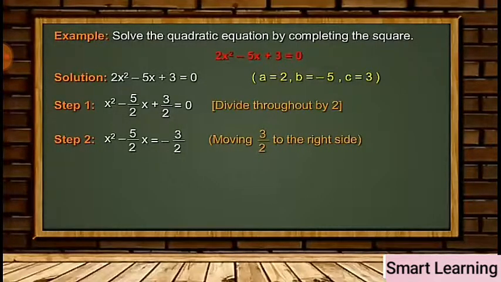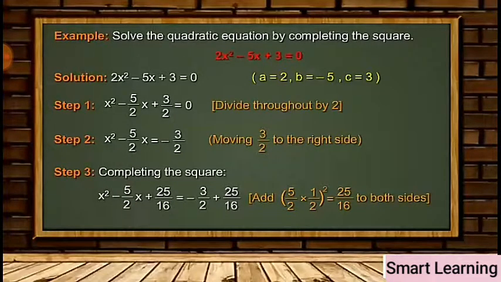In the second step, moving c/a, that is 3/2, to the right side, we get x² − (5/2)x = −3/2. In the third step, complete the square. Add (b/2a)², that is (5/2 × 1/2)² = 25/16, to both sides of the equation. We get x² − (5/2)x + 25/16 = −3/2 + 25/16.